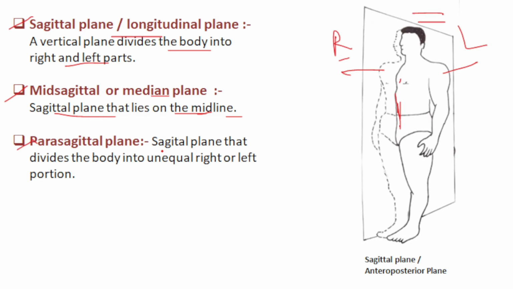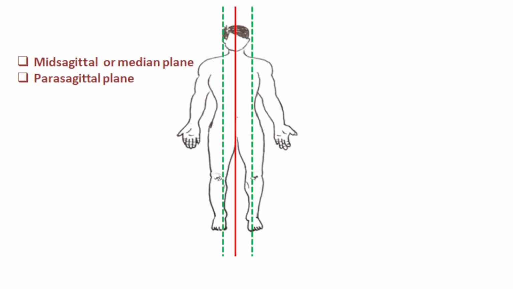Then parasagittal plane. The plane that divides the body into unequal right and left portions is called the parasagittal plane. So this is the body of a human being and this is the midline of the body. If I cut the body from the midline, the right and left halves are equal, so it is called the mid-sagittal or the median plane. And in the parasagittal plane, when I cut the body with an imaginary line that is parallel to the median line, it divides the body into unequal right and left halves. So that's why it is called the parasagittal plane.